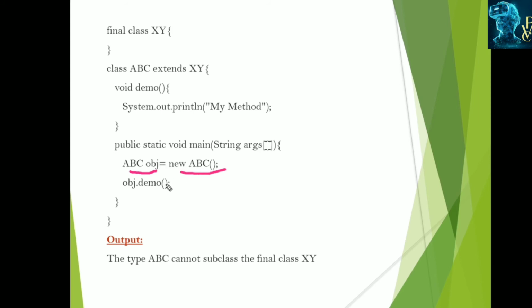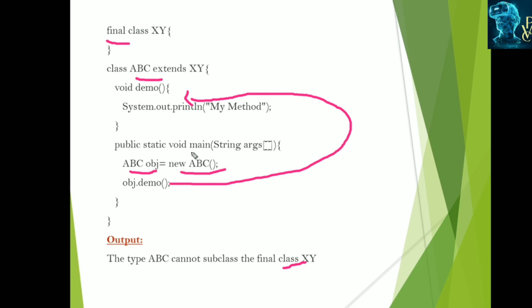When we invoke the method, it doesn't execute because the subclass isn't created. How does it create the object? It cannot, because ABC is the subclass and cannot subclass the final class xy. The ABC class cannot be created because xy is a final class. So there is no class, no object is created, and no invocation of the method. It displays the error.